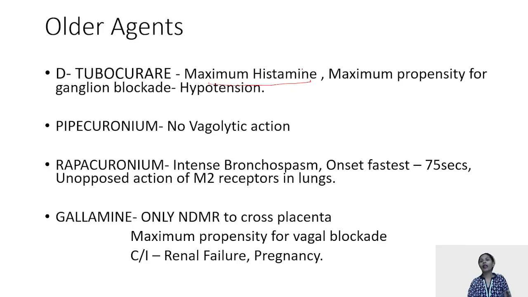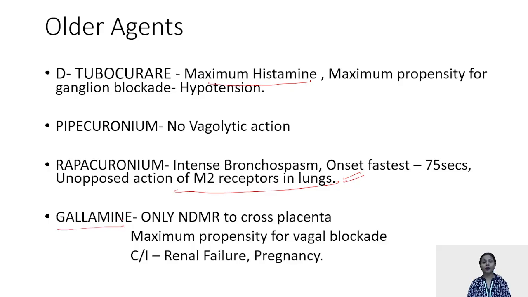Then there was rapacuronium. Questions are asked on rapacuronium, that why it was stopped, because it has a very fast onset of 75 seconds, but because of the unopposed actions on the muscarinic receptors, it led to very intense bronchospasm, because of which eventually it had to be taken out of the market, in spite of the fact that it was an NDMR which had such a fast onset of action.